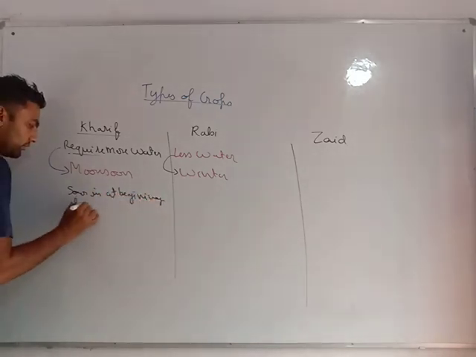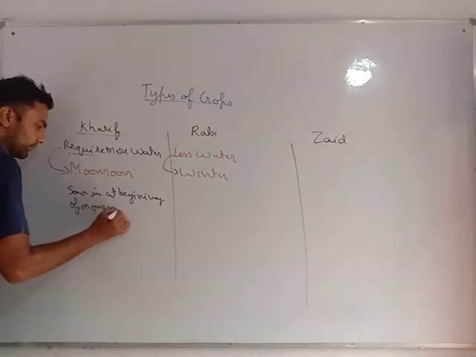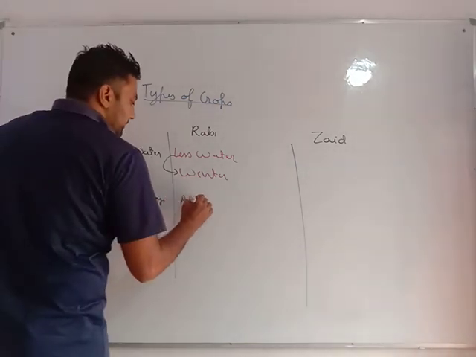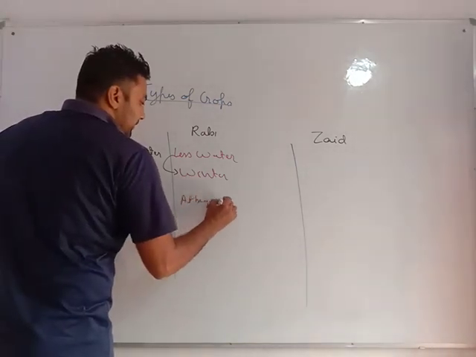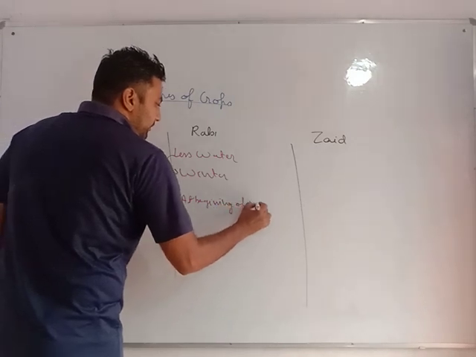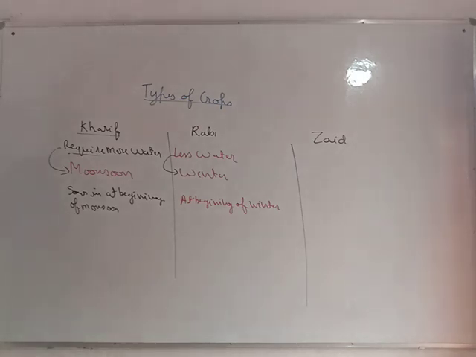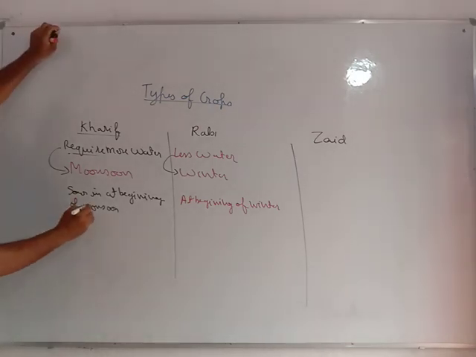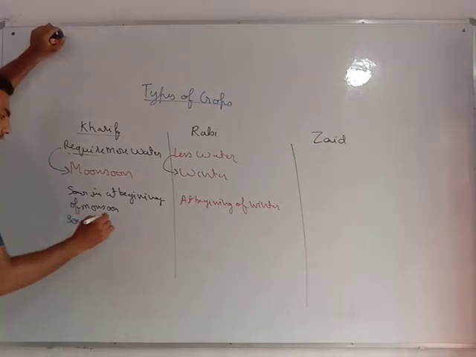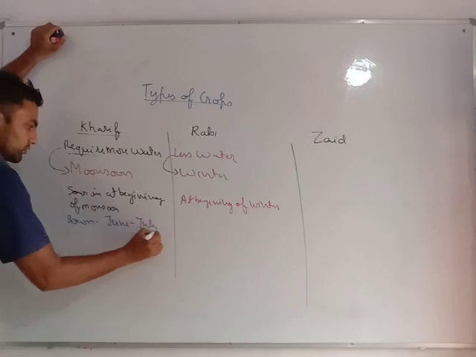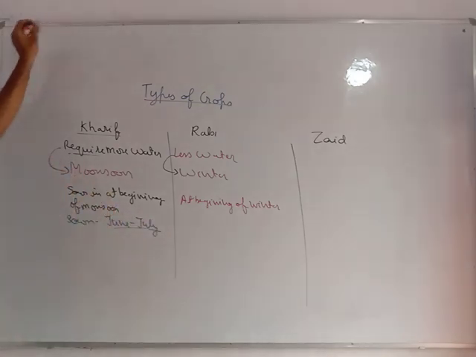More important, Kharif crops are sown at the beginning of monsoon. When monsoon begins, that time they are sown. Rabi crops are sown at the beginning of winter. Very important, beginning of monsoon means they are sown in the month of, you can say, June to July. Very important, my dear student.